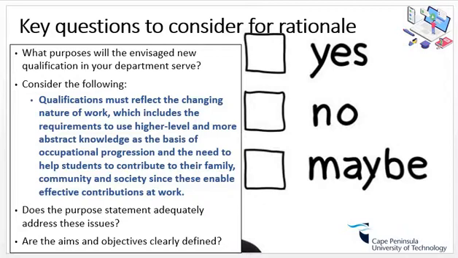What purposes will the envisaged new qualification in your department serve? How will it address educational and economic imperatives? Does the purpose statement adequately address these issues? Are the aims and objectives which follow on from the purpose statement and summarize what the program is intending to achieve, the intended curriculum, are these clearly defined?